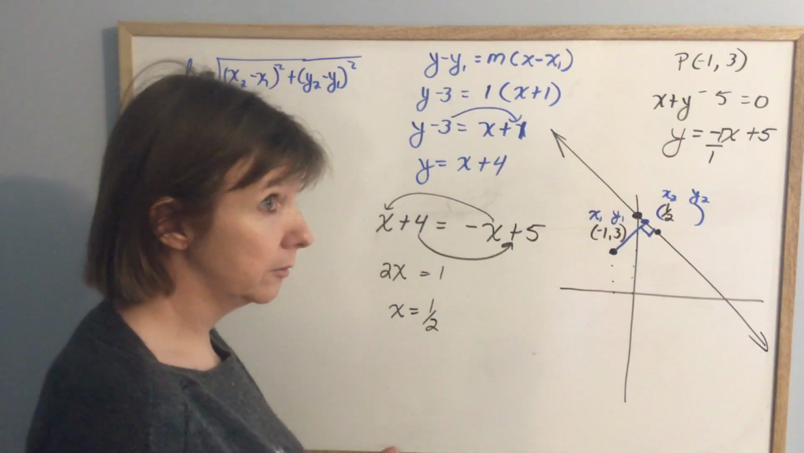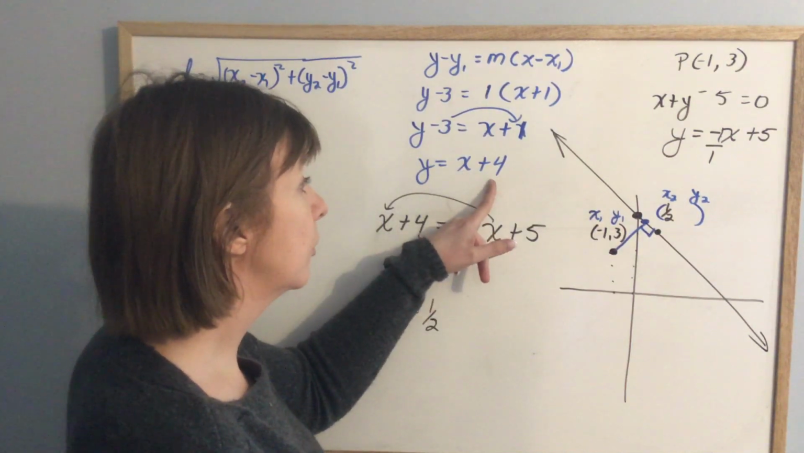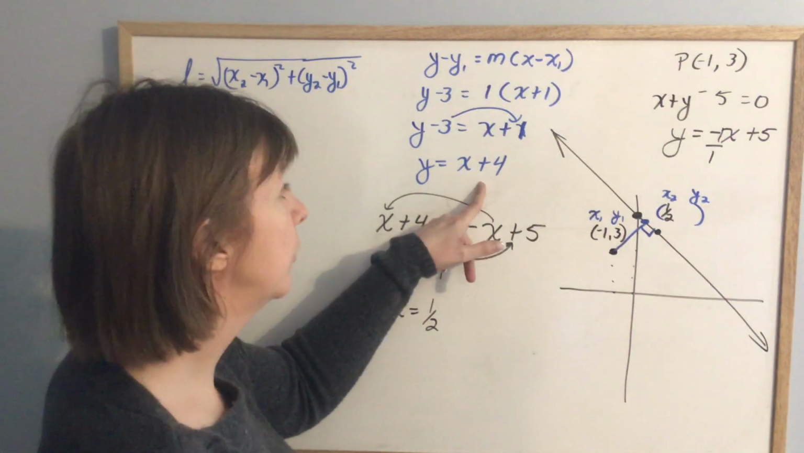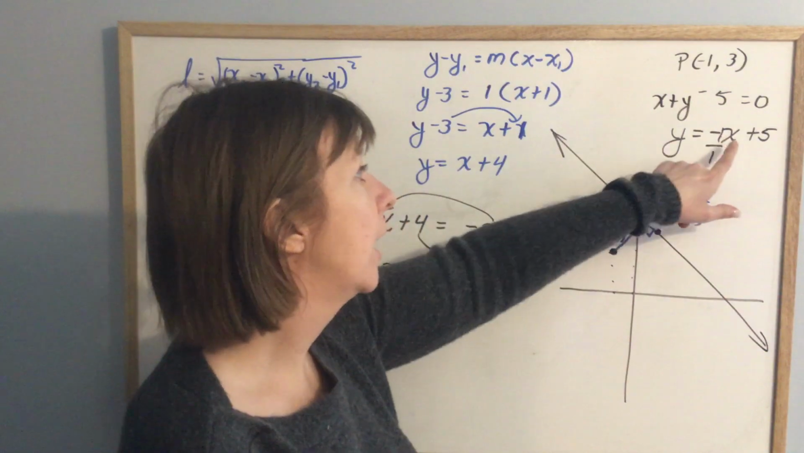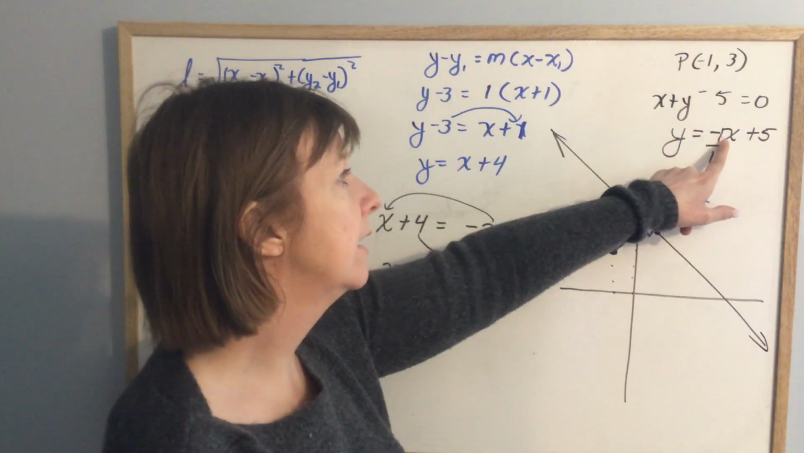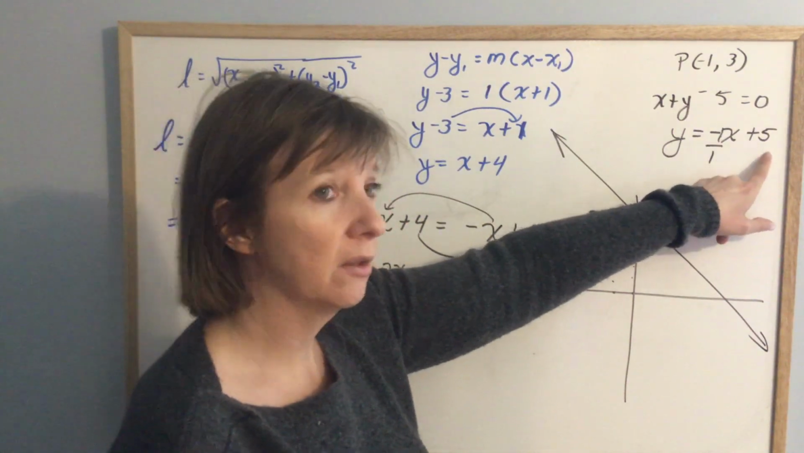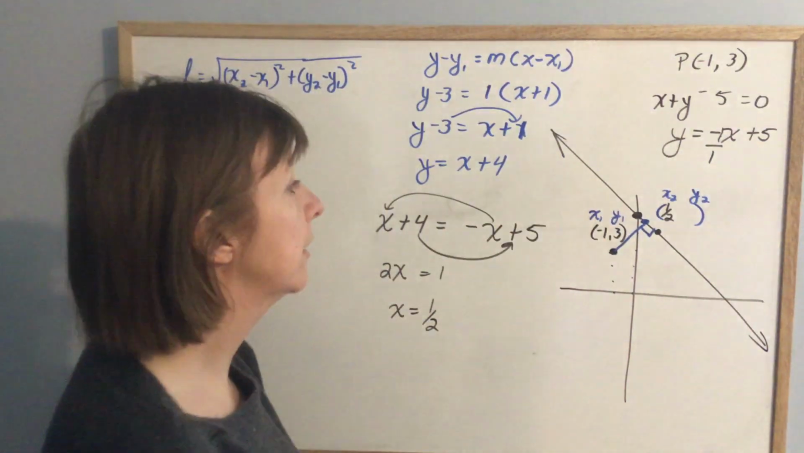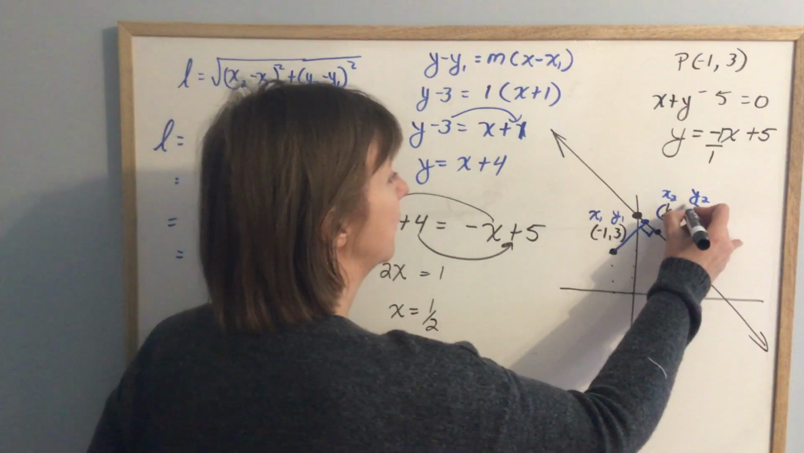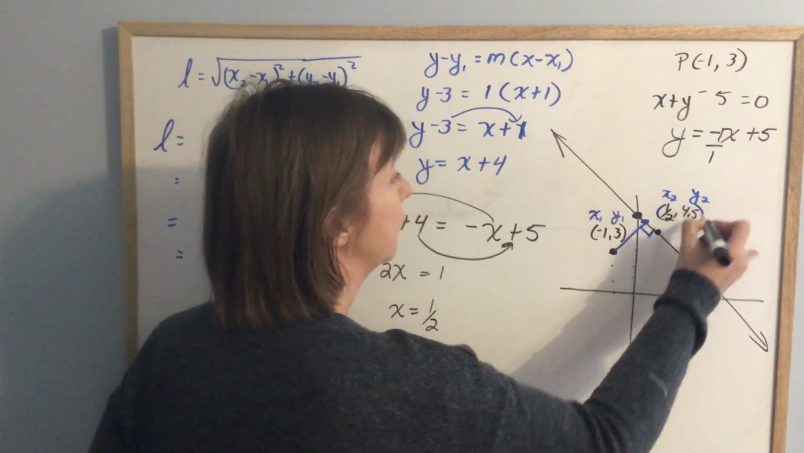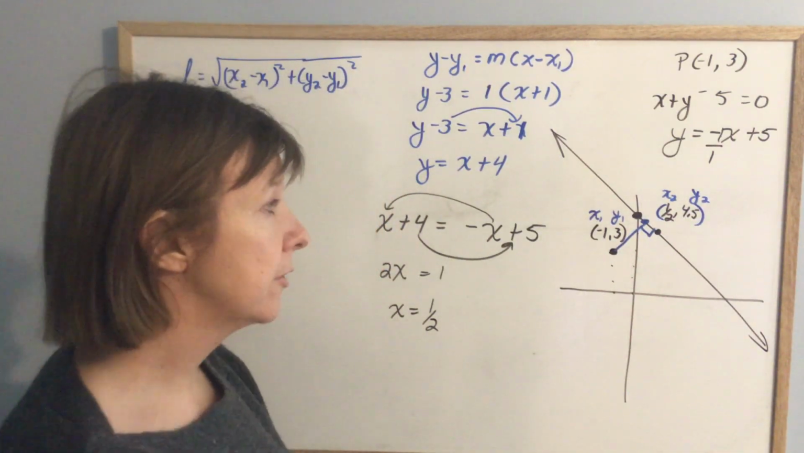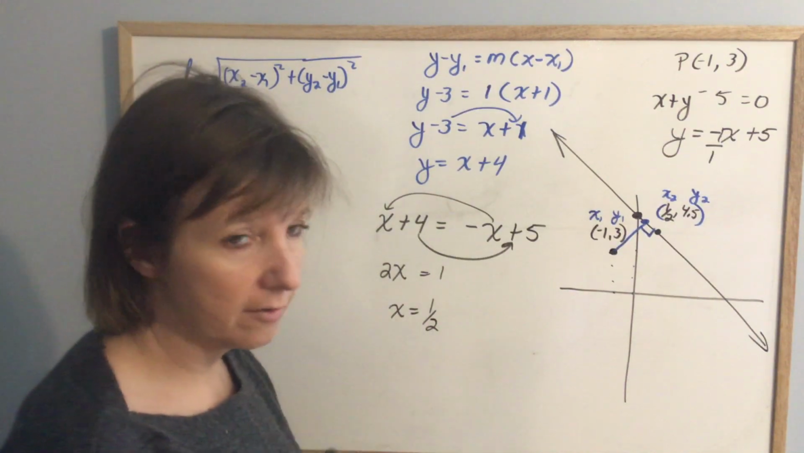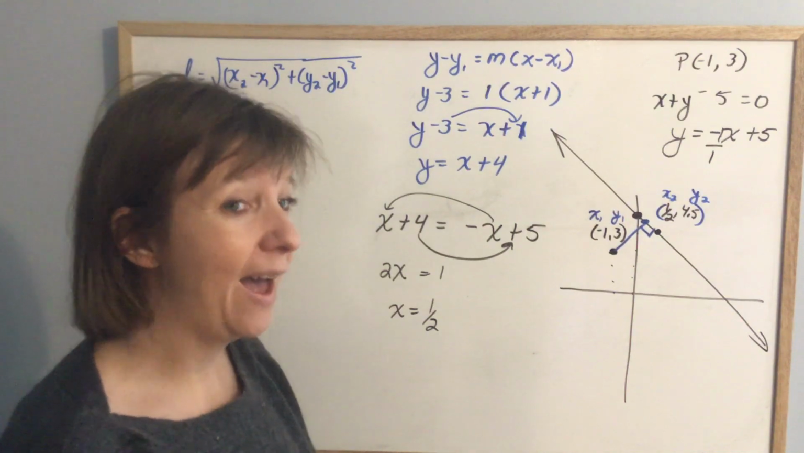You can either put it back into this equation and do 1/2 plus 4. That will give me my y, which would be 4.5. Or I could put it into here, which would be negative 1/2 plus 5, which would still be 4.5. See, it doesn't matter which one you put it back into, because you'll get the same answer. I get 4.5. Now, if you would rather, that's 9/2. If you would rather have it as a fraction, it doesn't make any difference to me at all.